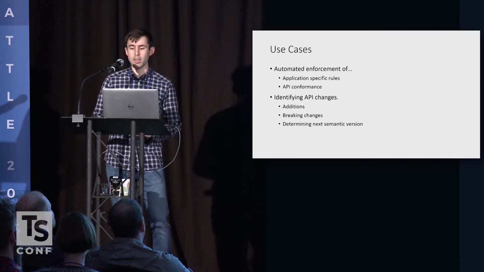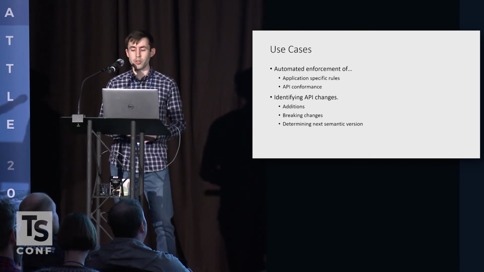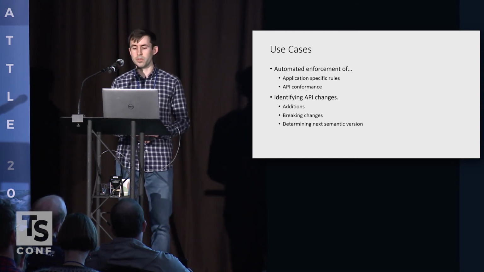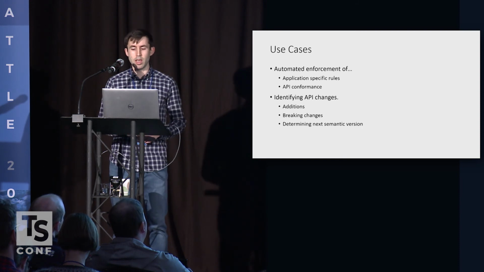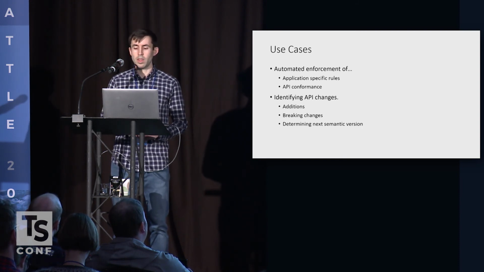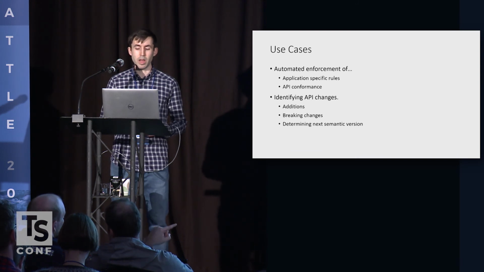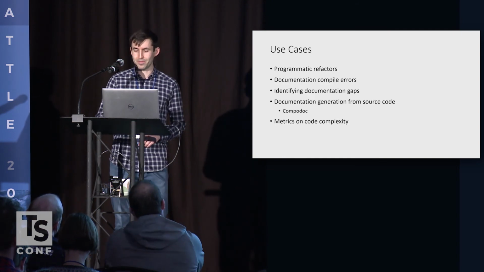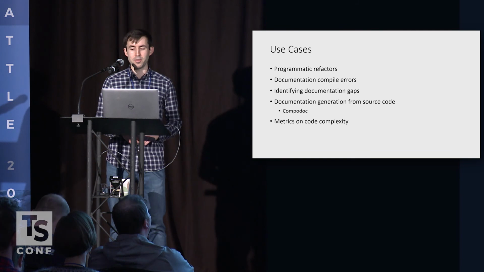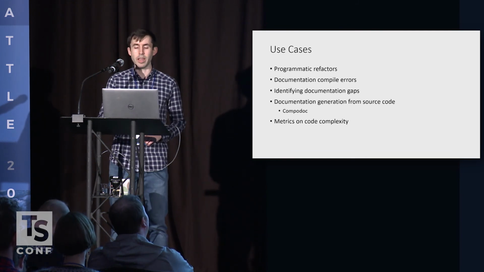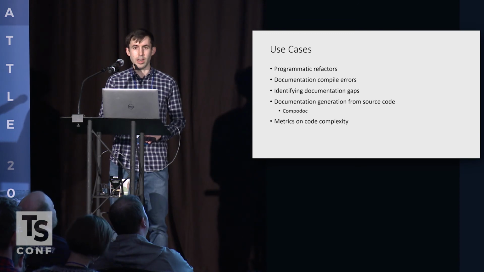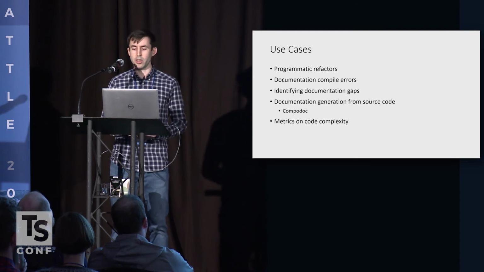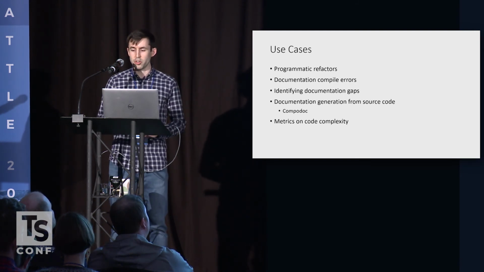An example of that would be the get directory or throw example I showed you. Then identifying API changes. This would be useful for checking libraries for additions, breaking changes, and for determining the next semantic versioning. It could also be used to automatically check that libraries are following semantic versioning, because people like to lie a lot. Next, programmatic refactors. Also something I've really wanted is finding errors in code and documentation. Identifying documentation gaps, so seeing what parts of an application aren't talked about in the documentation.